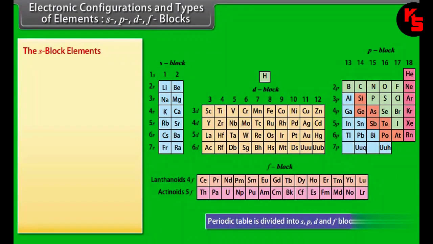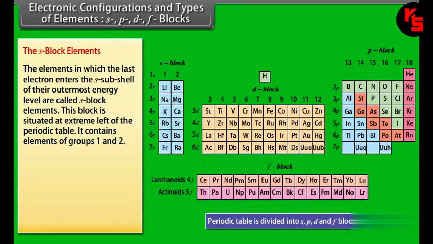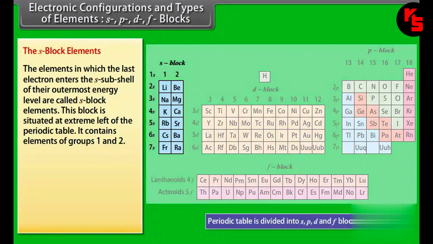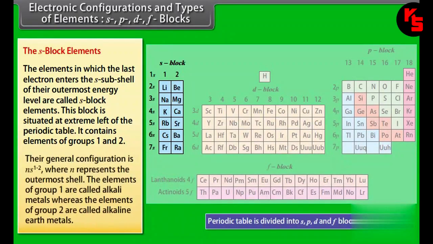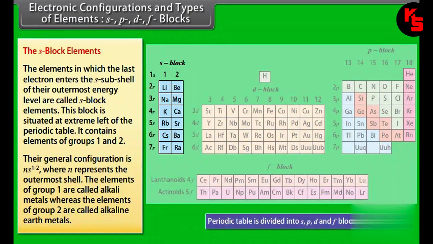The s block elements. The elements in which the last electron enters the s subshell of their outermost energy level are called s block elements. This block is situated at the extreme left of the periodic table. It contains elements of groups 1 and 2. Their general configuration is ns1-2, where n represents the outermost shell. The elements of group 1 are called alkali metals, whereas the elements of group 2 are called alkaline earth metals.